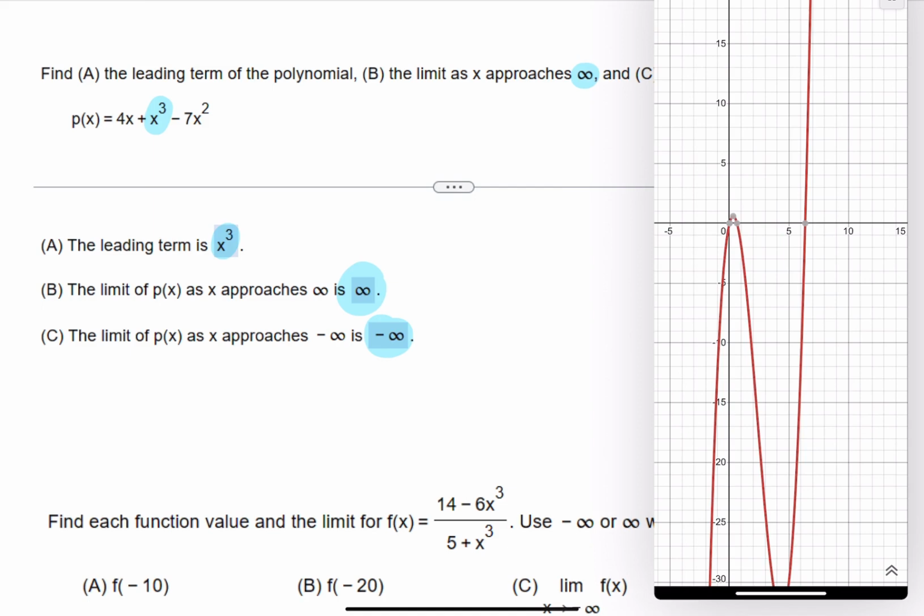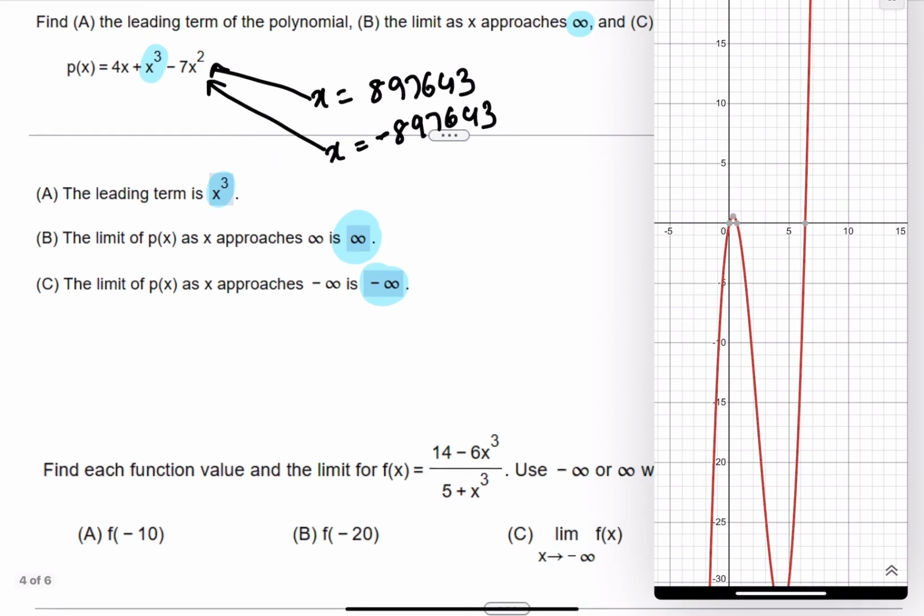Or you can take a value. When x is approaching positive infinity, take a big number, like 897643. And when x is approaching negative infinity, take negative 897643, and plug these into the function values and see what's happening to the function. That's another way of looking at the problem.